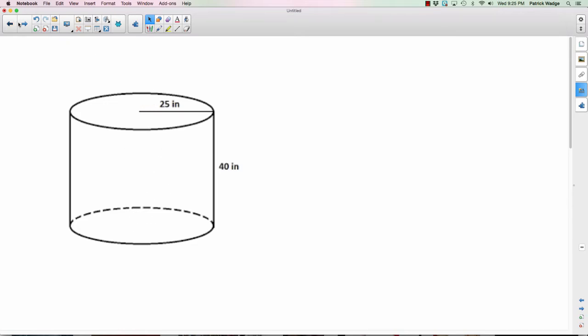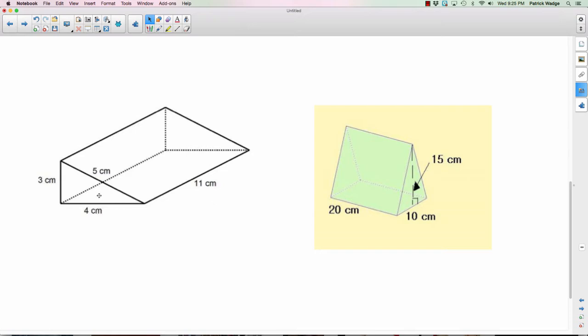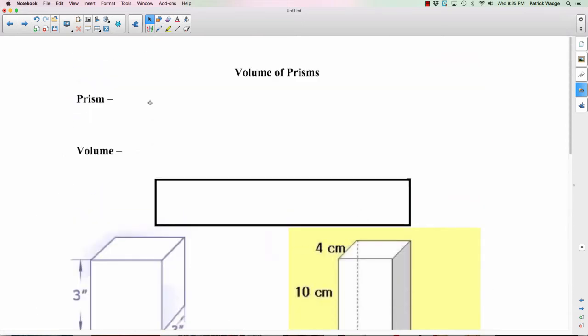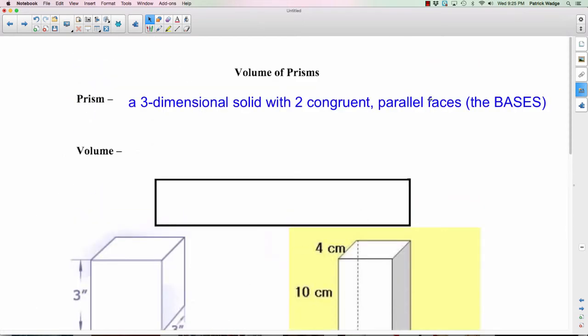Those are the bases. In the triangular prism, the parts that are parallel to each other are the triangles. This triangle and the triangle over here are parallel to each other. Those are the bases. In this prism, the triangle on the end is parallel to the triangle on the other end. The other sides are rectangles, and those aren't parallel to each other. So, okay, that's what we mean by the parallel faces, which are called the bases.